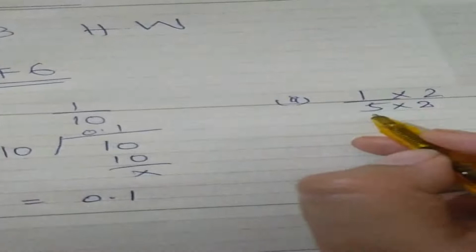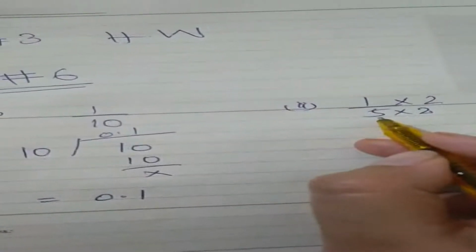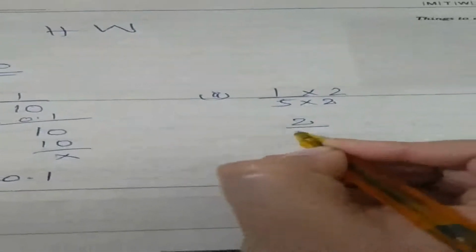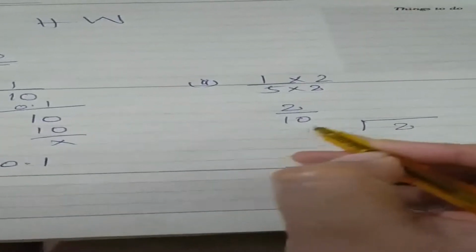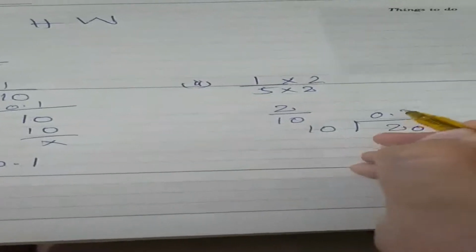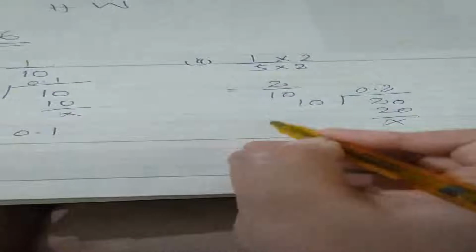When it is converted into a power of 10, it may be 10, 100, 1000, 10,000 and so on. So it is 2 by 10. Just divide it by putting the numerator inside and the denominator outside. So when 2 by 10 is converted into decimal form, it is 0.2.